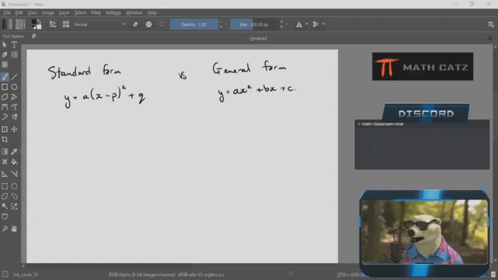I can see the vertex right there, P and Q. I can see what happens by way of A. Everything is nice and clear. Whereas the general form is what I mostly have from a question, to be honest. And it's not as clear what the graph looks like, and what the transformations are and things like that. I see the A is still there, that's nice, but apart from that, it's a little bit more hidden.